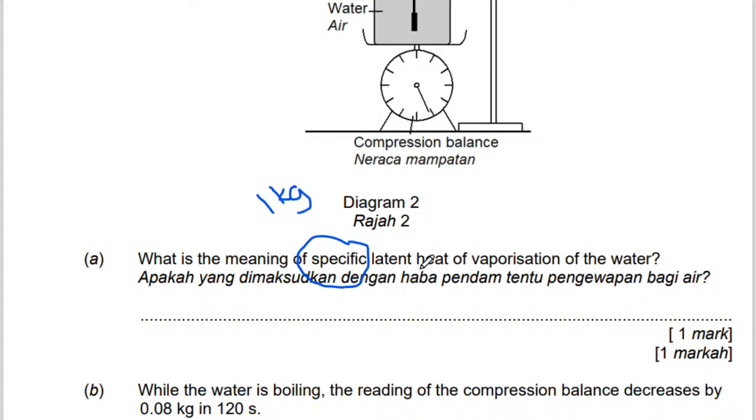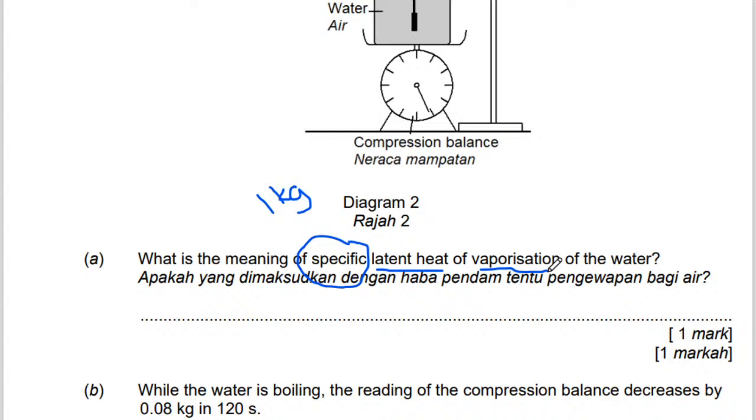Okay, so latent heat means the heat that is absorbed without changes in temperature. So in BM is haba pendam. Kan terpendam means tersembunyi. Okay, so haba diserap atau dibebas tapi tak sedar because there is no changes in temperature. Okay, that is latent. And then here, vaporization changes from liquid to gas lah.